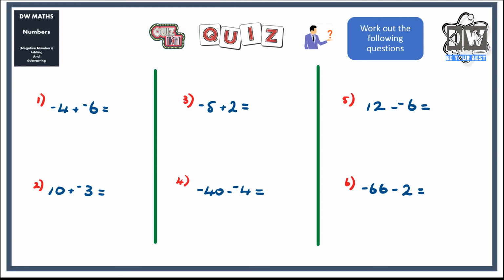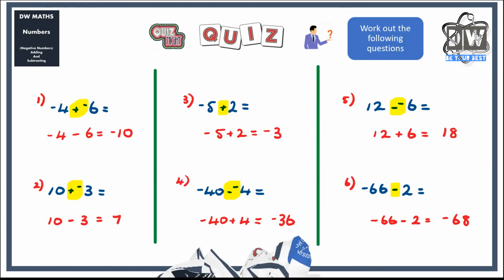So answers are coming up now. There we go. We can see where we've applied the negative number rule. We've rewritten our question. We've applied the negative number rule. We've rewritten our question. We've applied the negative number rule, and we haven't really needed to rewrite it, but we have anyway. We've applied the negative number rule. You can see what we've done each time, and you can see the answers that we've got.